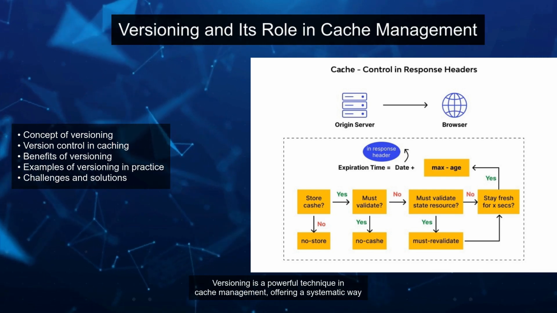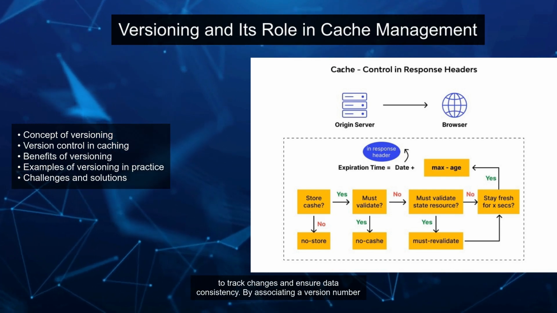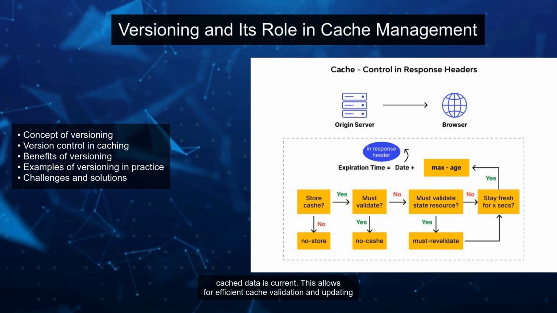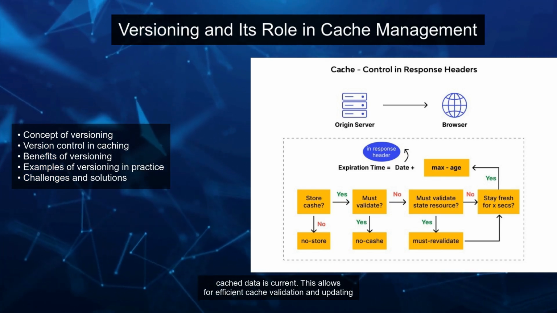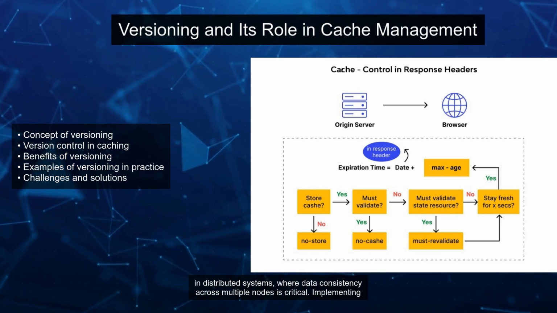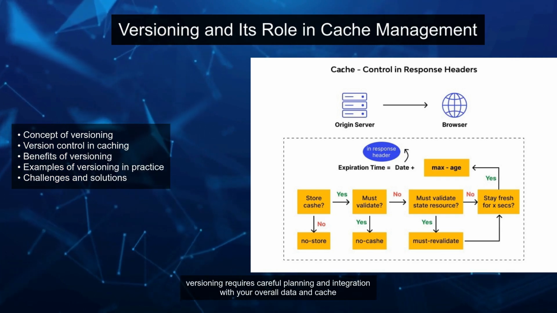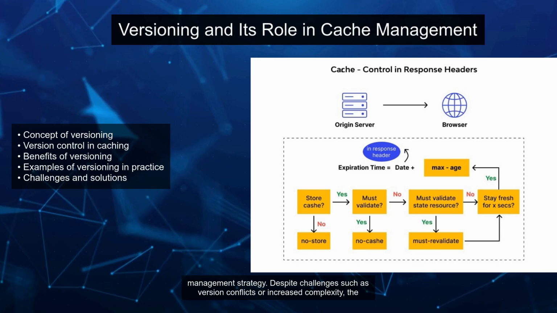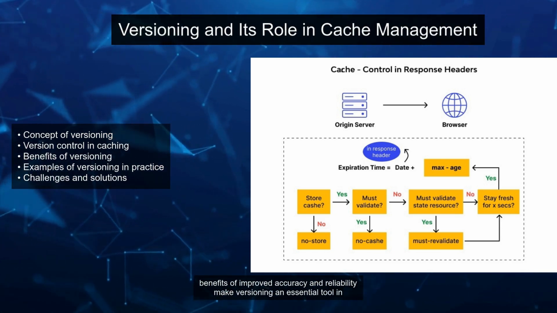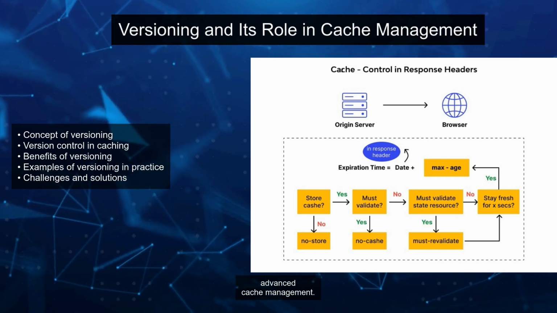Versioning is a powerful technique in cache management, offering a systematic way to track changes and ensure data consistency. By associating a version number or identifier with each cache entry, you can easily determine whether the cache data is current. This allows for efficient cache validation and updating processes, minimizing the risk of serving stale data. Versioning is especially useful in distributed systems, where data consistency across multiple nodes is critical. Implementing versioning requires careful planning and integration with your overall data and cache management strategy. Despite challenges such as version conflicts or increased complexity, the benefits of improved accuracy and reliability make versioning an essential tool in advanced cache management.